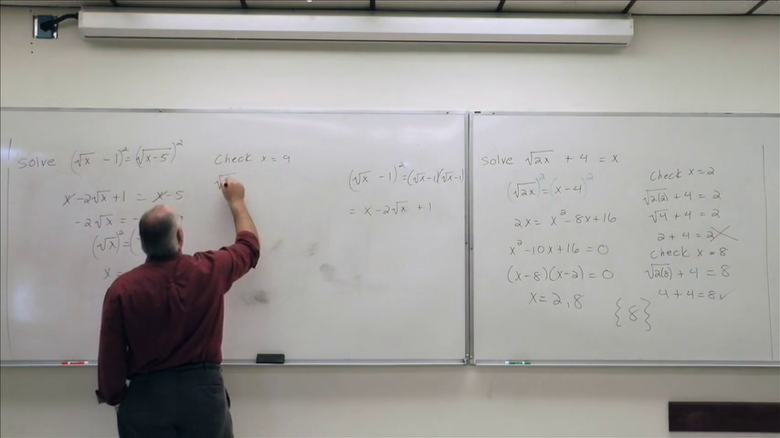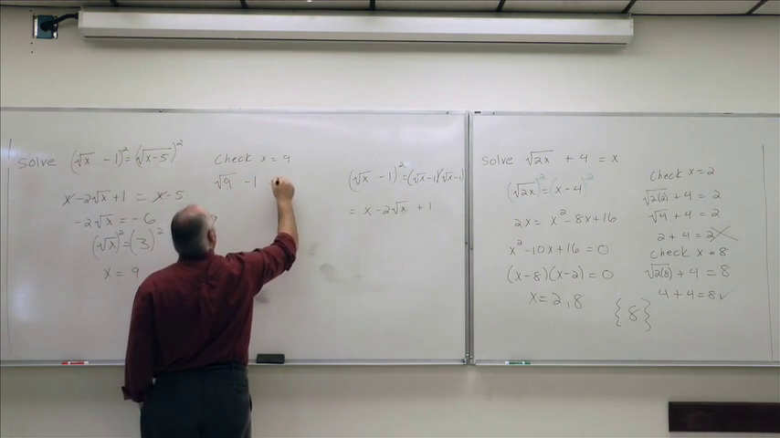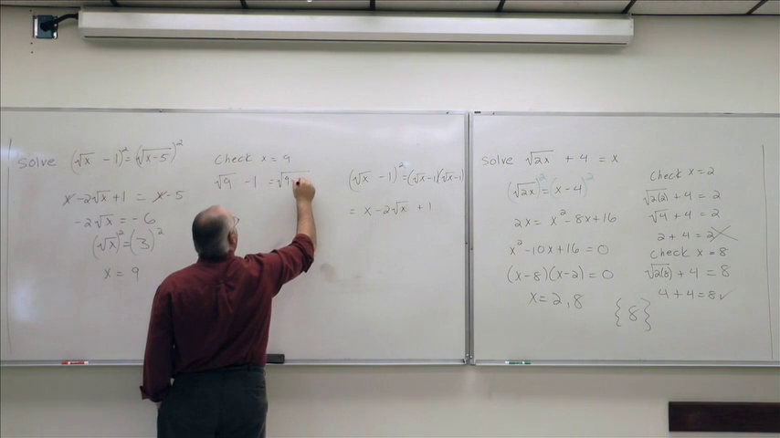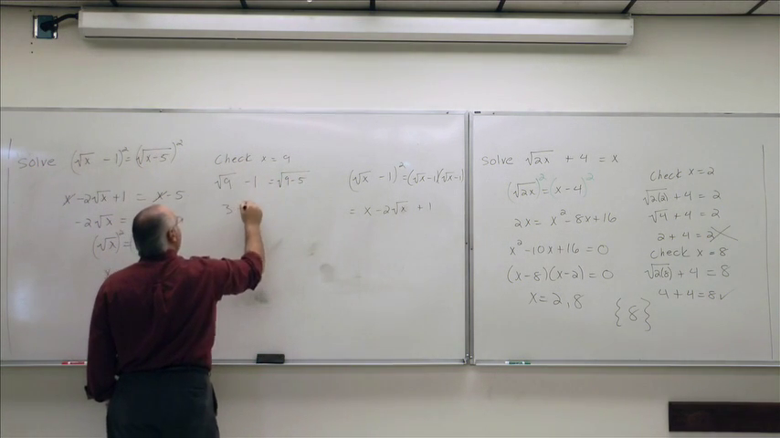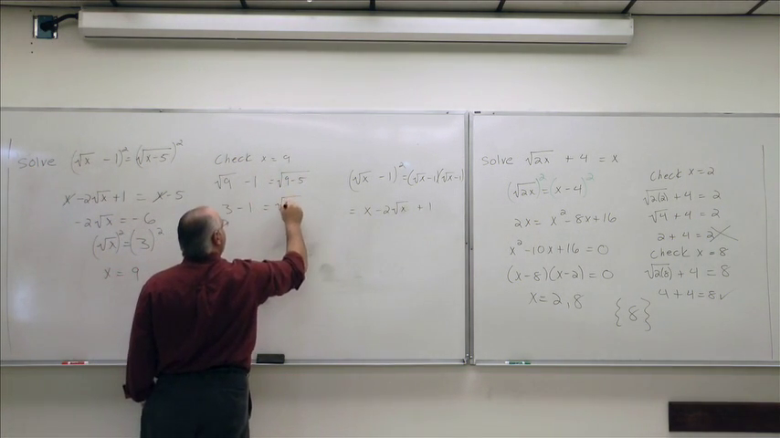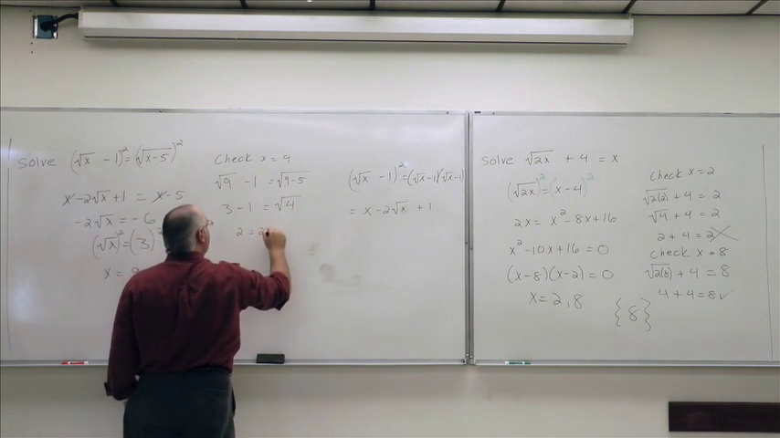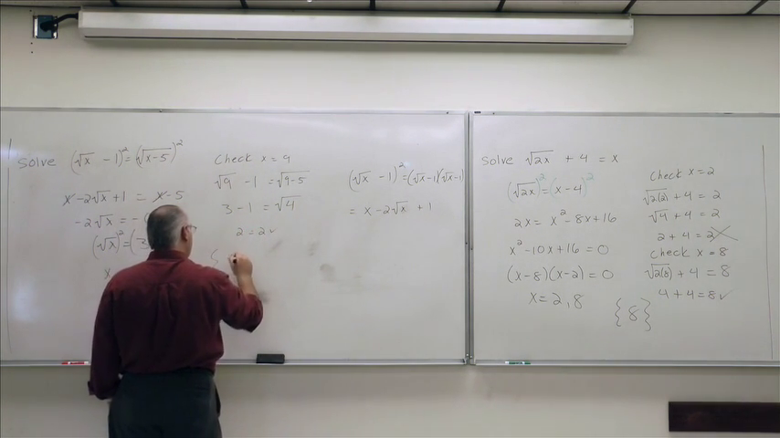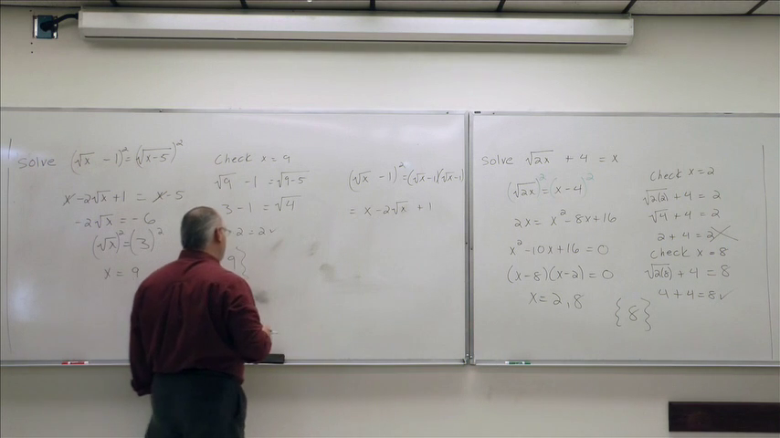So is the square root of 9 minus 1 equal to the square root of 9 minus 5? Well, this is 3 minus 1 is the square root of 4. So 2 equals 2, that works. So 9 is the solution set.